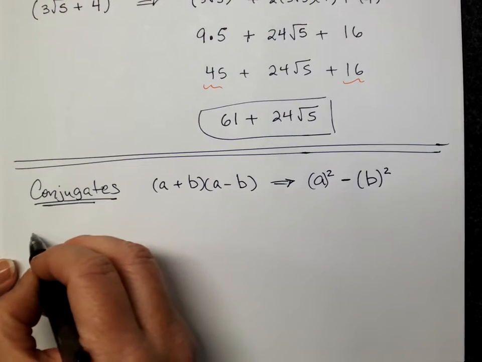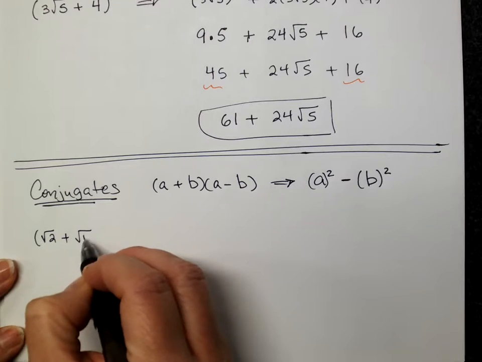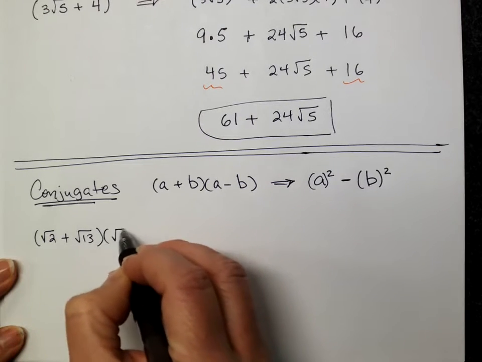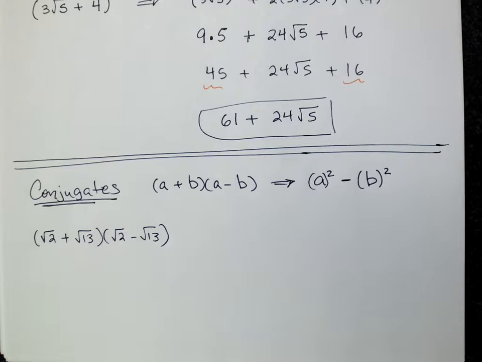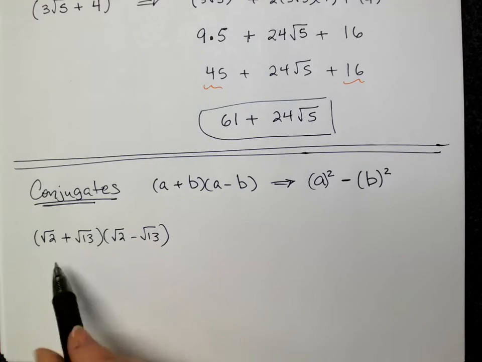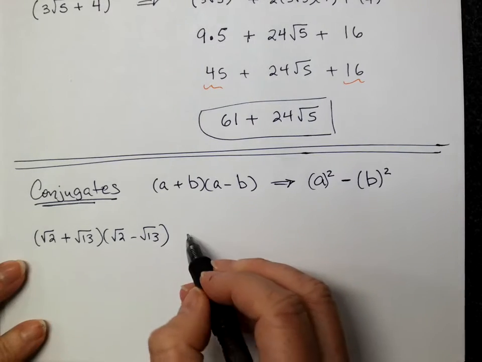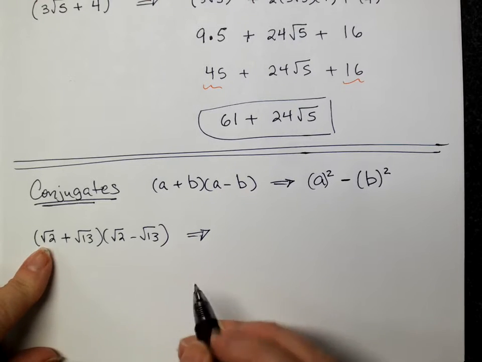Now, if I give you these, say square root of 2 plus square root of 13 times square root of 2 minus square root of 13. If you FOIL this out and get it right, you will get partial credit. Okay. What I want you to recognize and to earn full credit is that, hey, these are conjugates. Same a's and b's, but one's plus, one's minus. Which means you can go straight into the pattern. You know this multiplies to make a difference of squares.